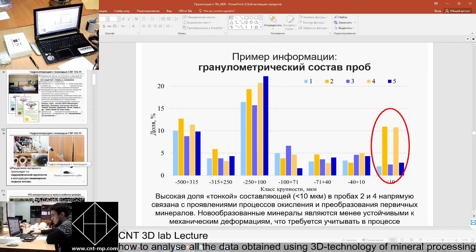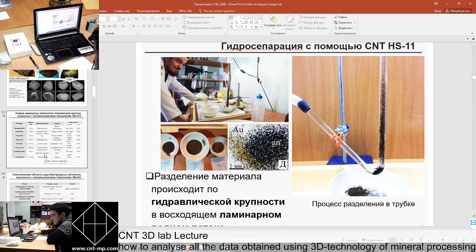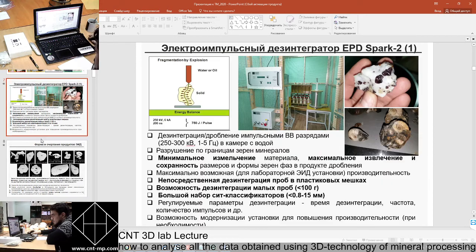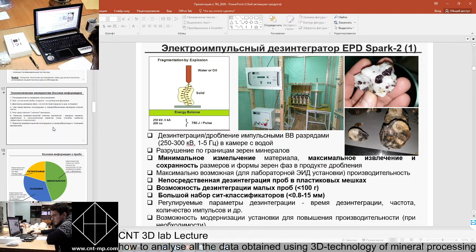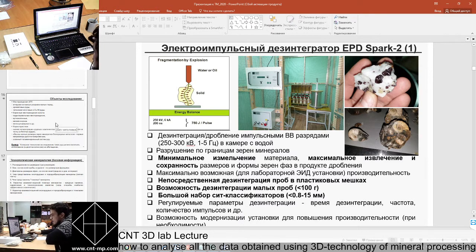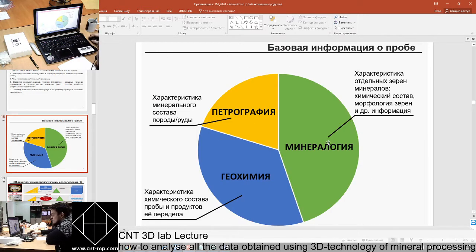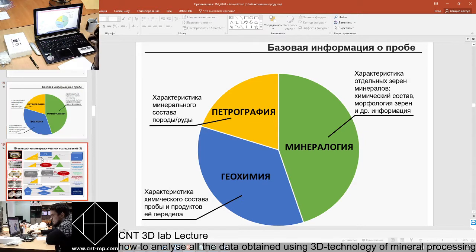We know that they use hydro separator, the electric pulse disaggregation, etc. And the main thing is that we not just comminute the sample and beneficiate it or enrich it or make hand picking, but we also use the whole amount of data, the information for our special analysis: petrography, mineralogy and chemistry analysis.